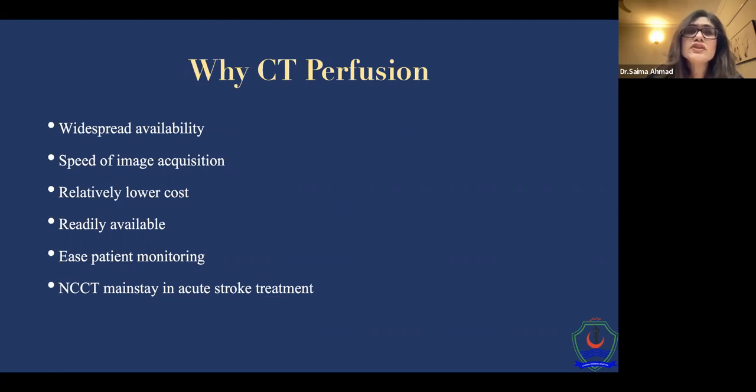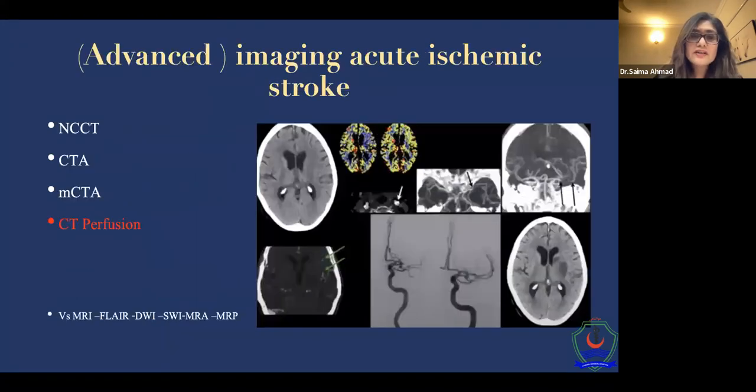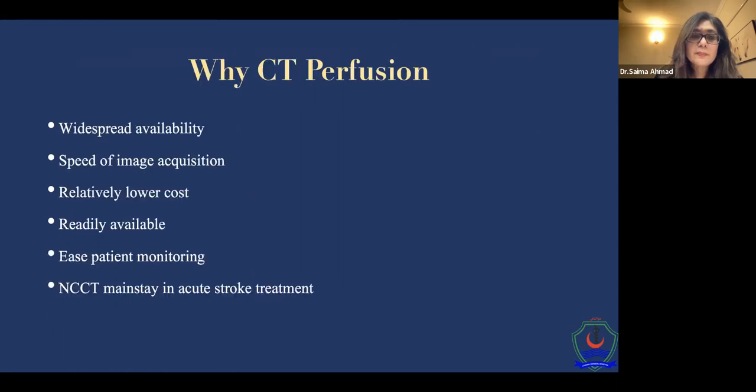So we need to do the CT just to look into the core, and also to select the patients after the 6-hour time window. As far as advanced imaging is concerned, we have already talked about the non-contrast CT, CTA, multiphase CTA, and now we are talking about the CT perfusion. It's already established.